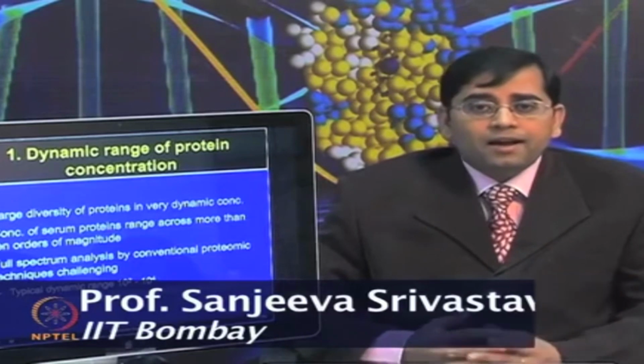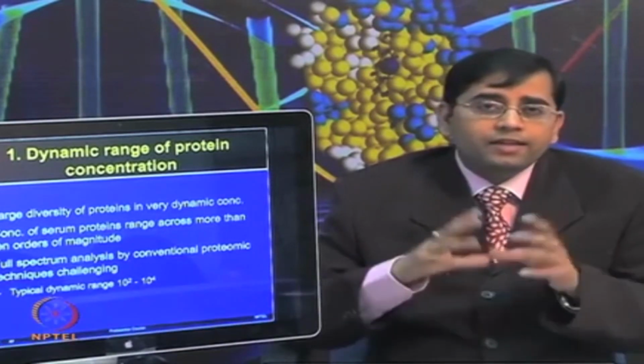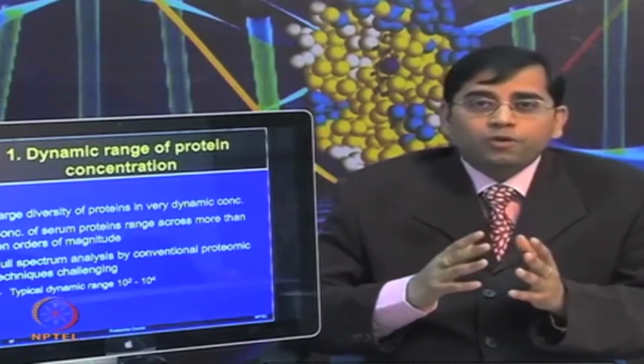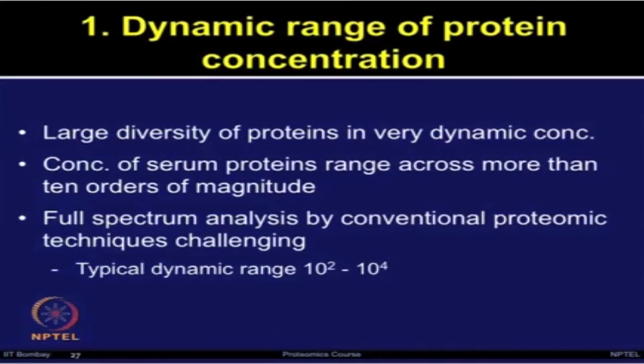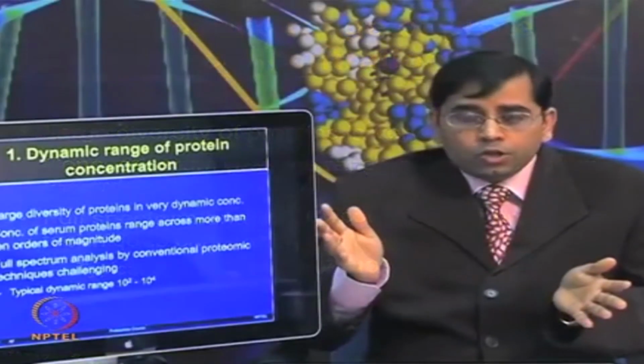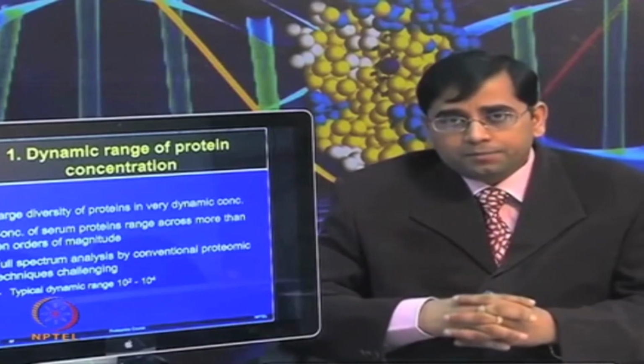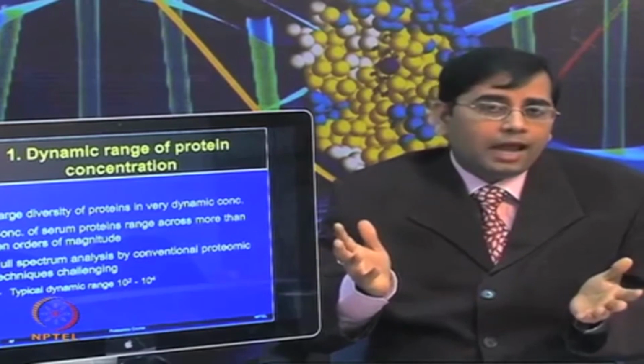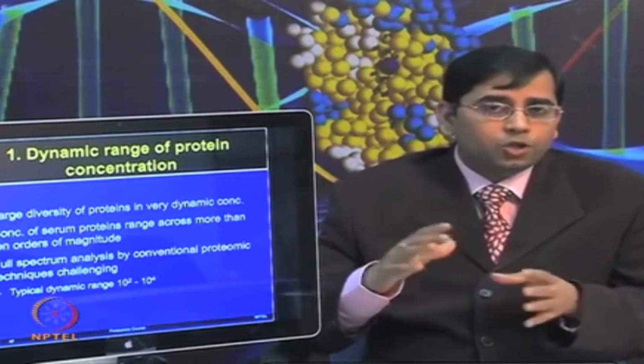In serum, there is a large diversity of proteins which provide a very dynamic environment of almost 10 to the power 10 magnitude. So, the concentration of serum proteins ranges over more than 10 orders of magnitude. If you want to obtain the full spectrum of serum or plasma by applying any of the conventional proteomic techniques, it is very challenging, because the typical dynamic range for any of these platforms will be much smaller, between 10 to the power 2 and 10 to the power 4. So, how to capture all the dynamic events which are happening in the serum if the dynamic range of the proteins is very large and your detection techniques are not able to capture that whole dynamic range?